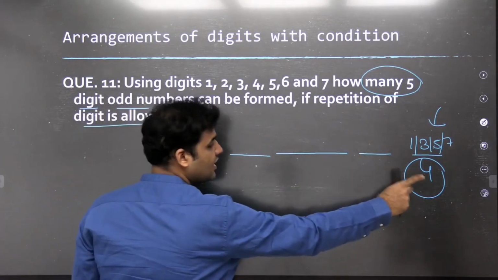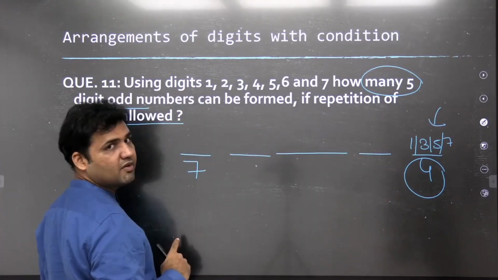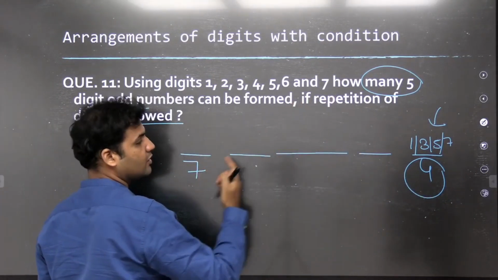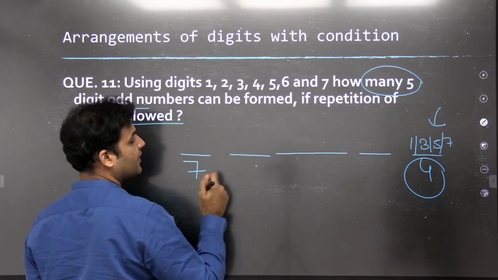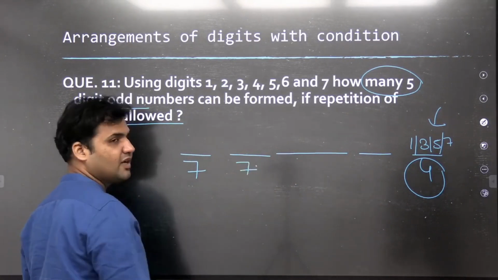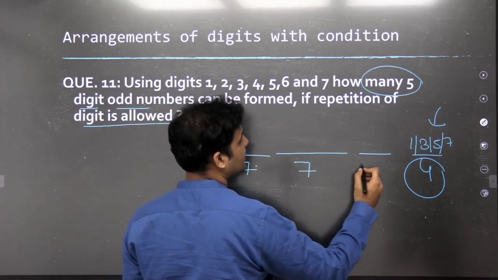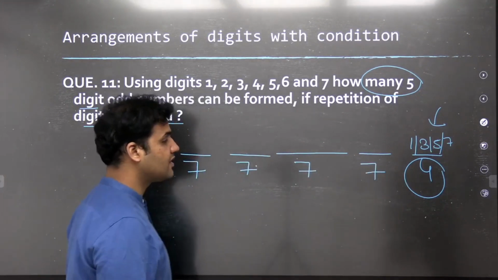Even if one digit is placed over here, this place can still be filled in 7 ways, because I can place 1 over here, 1 over here also, 3 here, 3 here also, right? Again, the second place can also be filled in 7 ways because repetition is allowed. The third place can be filled in 7 ways again. The fourth place again can be filled in 7 ways.